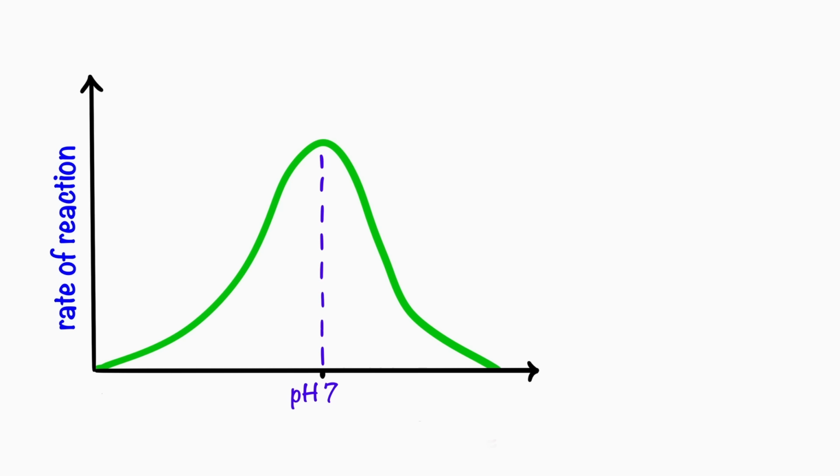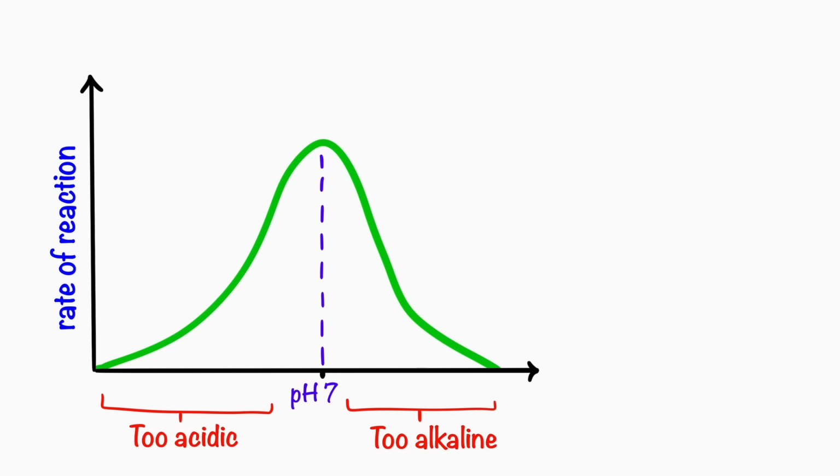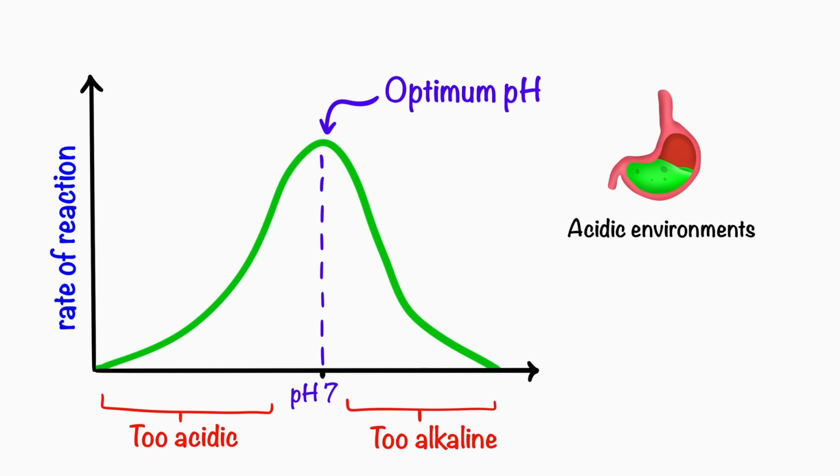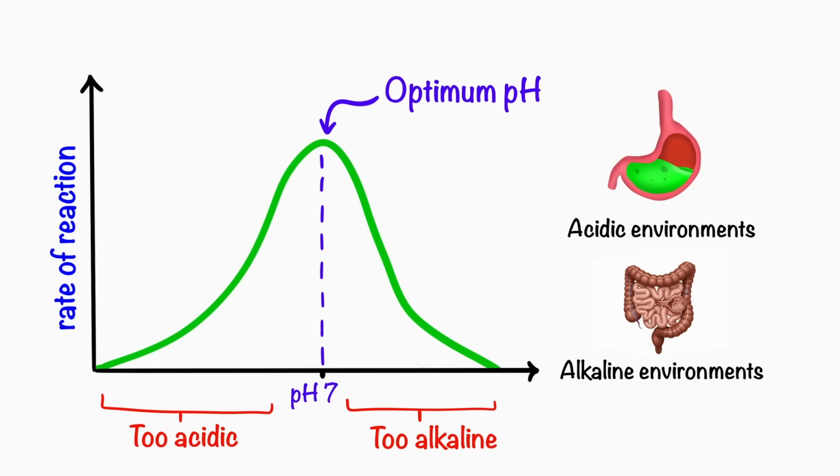We say the enzyme has been denatured. Similarly, pH affects enzyme structure and function. Extreme pH levels can change the shape of an enzyme's active site by altering the chemical bonds that maintain its structure. Each enzyme has an optimal pH where it works best.